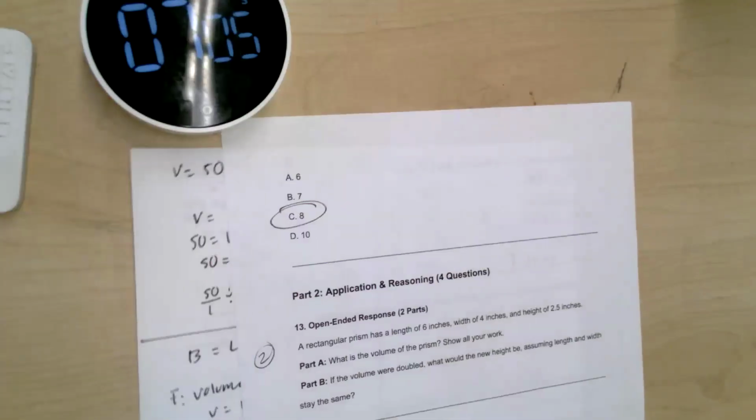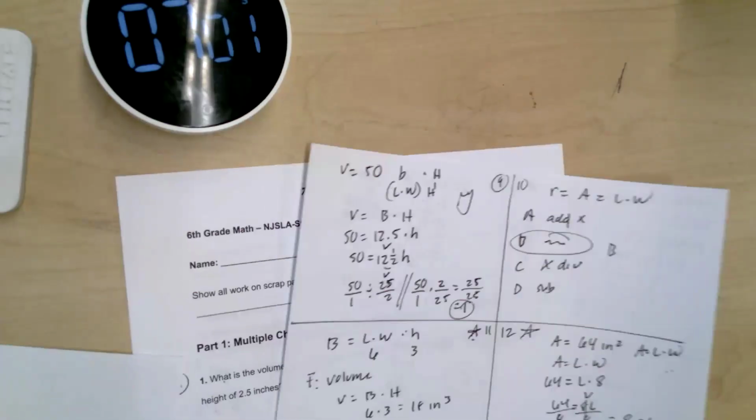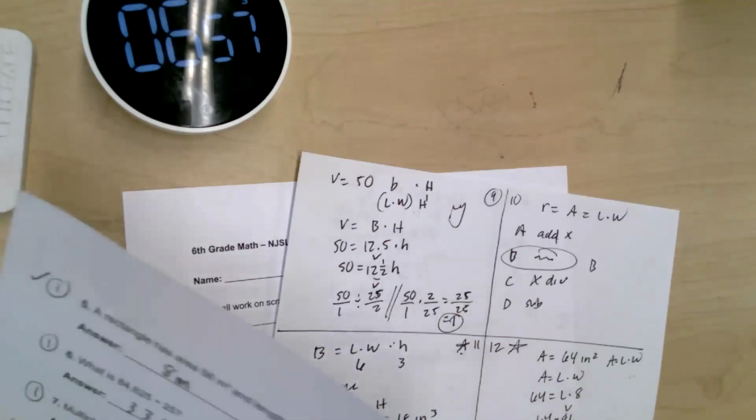So my answer is C. Well, I still have some time left. Now I'm gonna go back to what else? What did I say? Something was off. So I'm gonna go back to my scrap paper because I put 9. Something was off with 9.